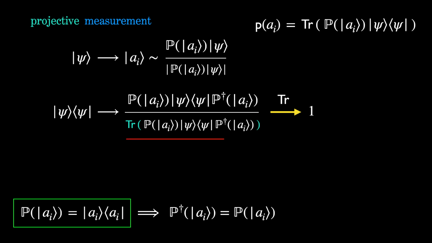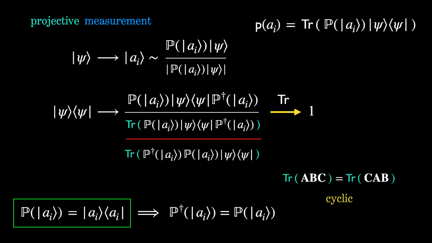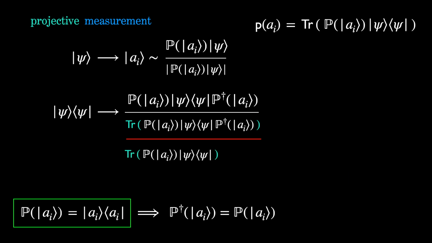We can rewrite the denominator using the cyclic property of the trace. Successive applications of a projector is simply equal to the projector. Thus, the denominator is in fact the probability of getting the measurement outcome. But do note that this is true only for projective measurements.